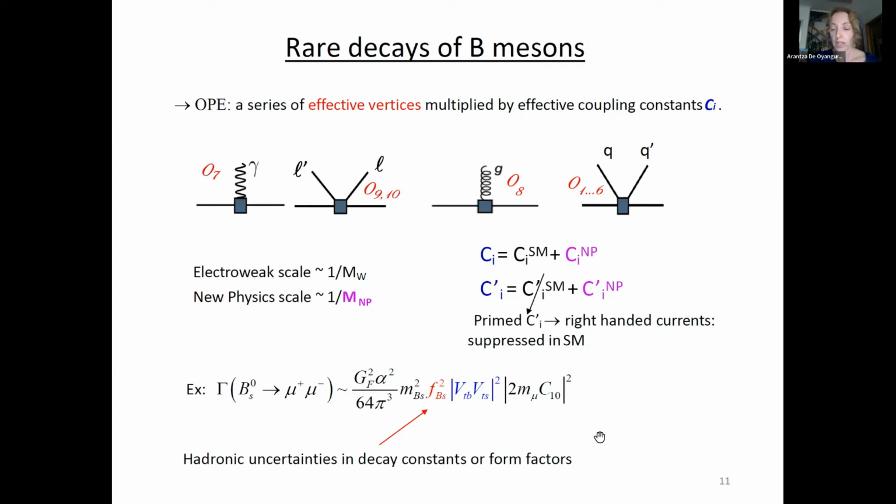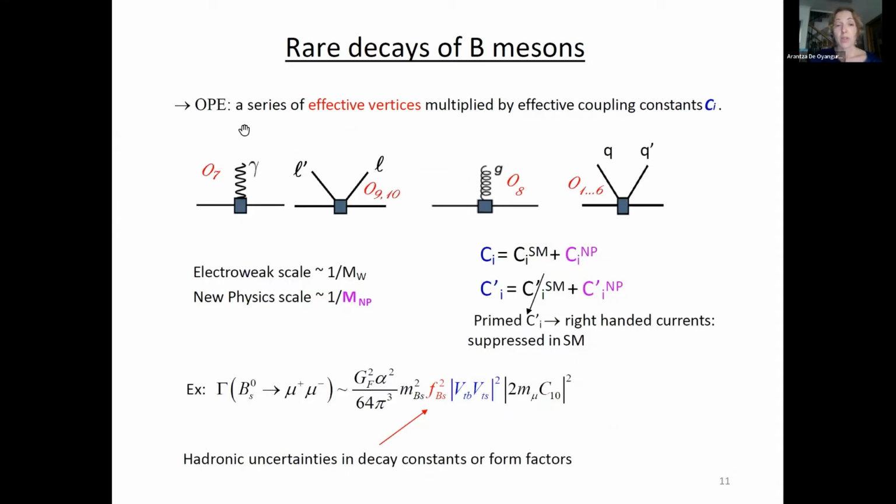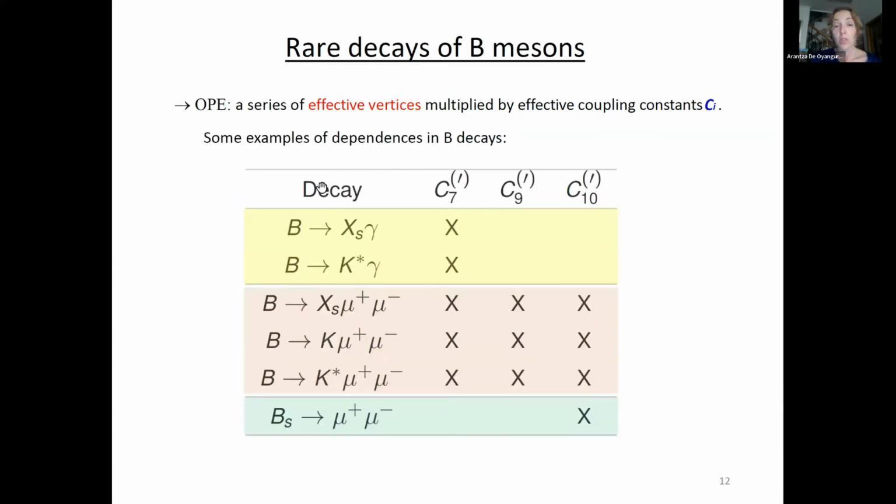Okay, so then one can express each of the observables, each of the branching ratios of the different rare decays, in terms of these Wilson coefficients. Because you have sensitivity to the different operators, depending on the process that you are considering, you will be able to check one coefficient or another one.